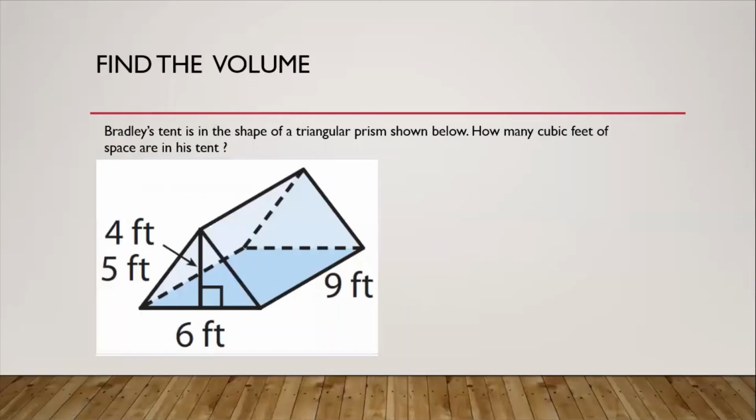Now this time, I want you to answer the problem, and after you got the answer, please write this one in the comment section below. The question is, Bradley's tent is in the shape of triangular prism shown below. Now how many cubic feet of space are in his tent? So I want you to solve this problem and don't forget to put your answer in the comment section below.